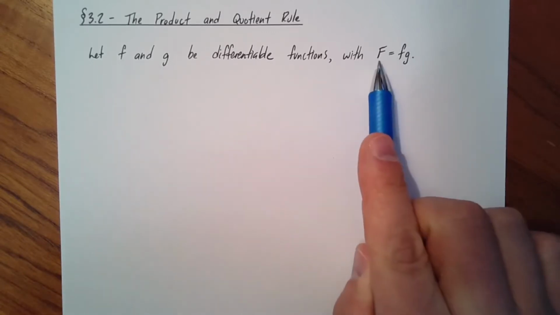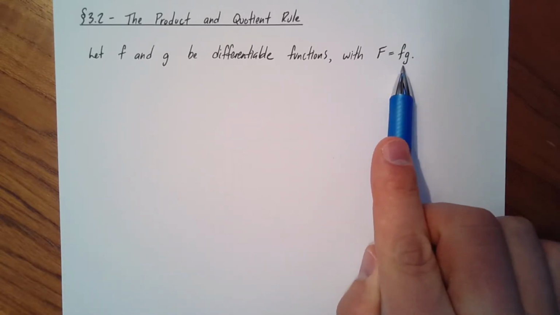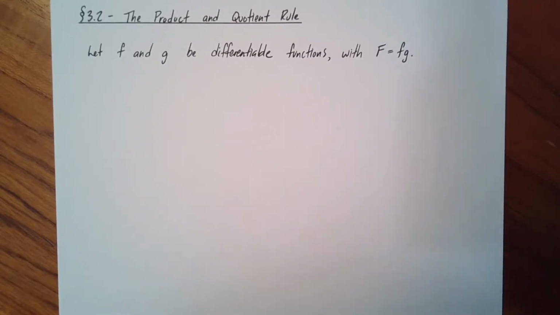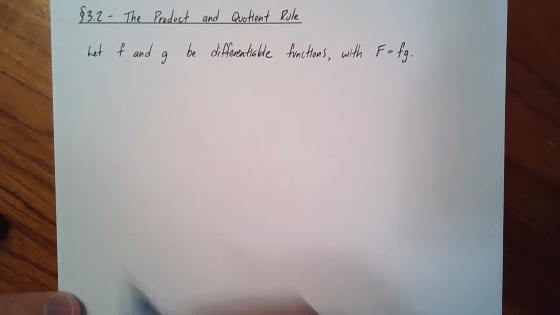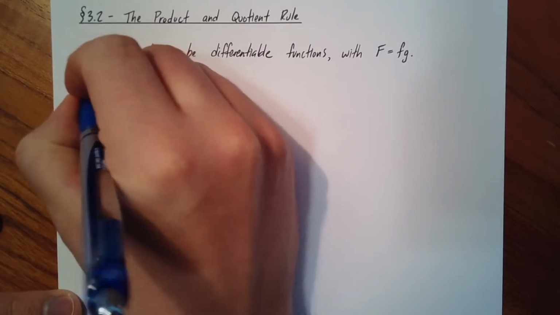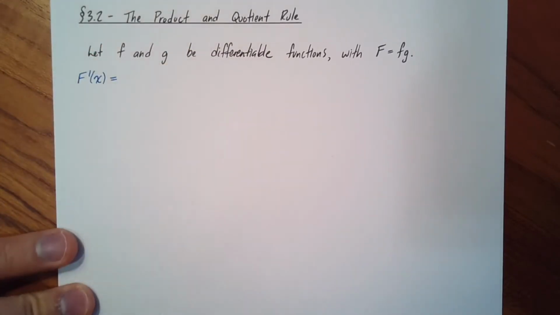But now I'm going to form this new function, capital F, by multiplying those other two functions together, which I've written here. So capital F is the product function. And what we're going to do is come up with a rule for the derivative of capital F, the product function. So how are we going to do that? Well, we don't have a rule for products yet. So remember what we do whenever we don't have a rule for a certain type of function? Well, we automatically use the definition of the derivative.